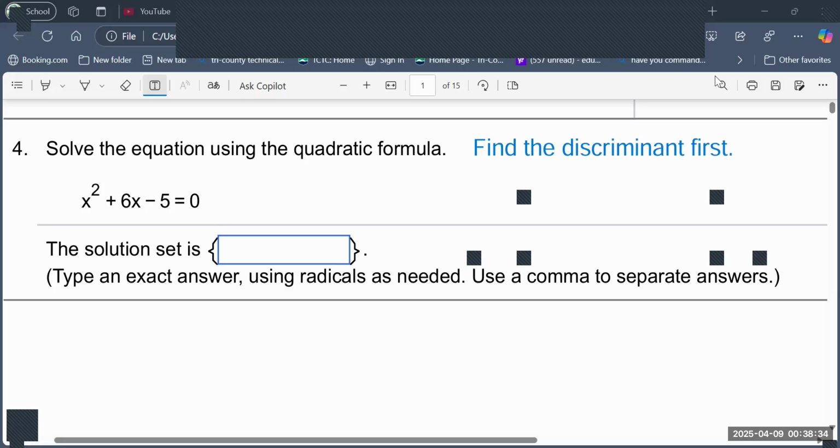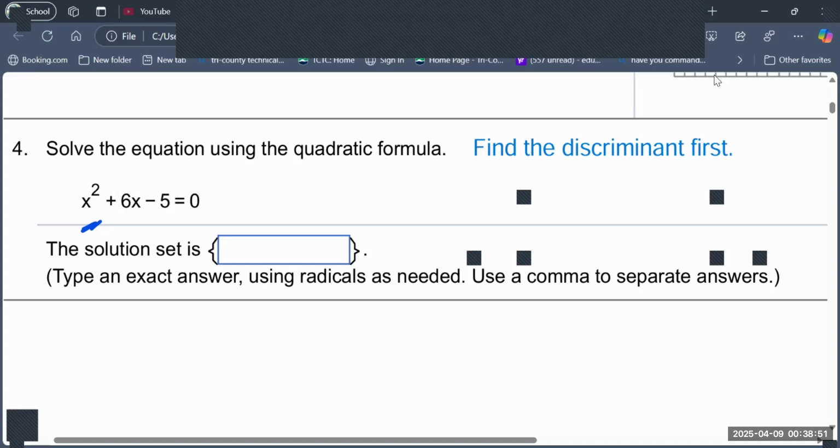Okay, solve the quadratic equation. This is quadratic because the highest exponent is 2. All right, so we are only told to solve using the quadratic formula, so we cannot use any other formula, and we cannot use our calculator.